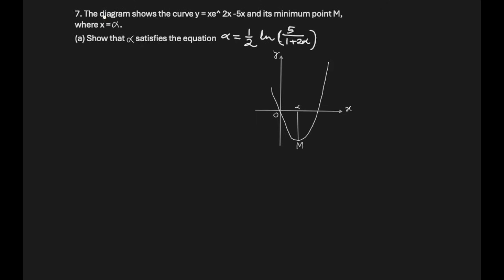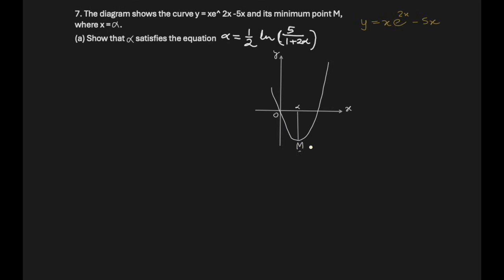Question number 7. The diagram shows the curve y equal to, let me write here, y equal to x e to the power 2x minus 5x. So 2x and 5x are different. And its minimum point is M, where x is equal to alpha. Show that alpha satisfies this equation.